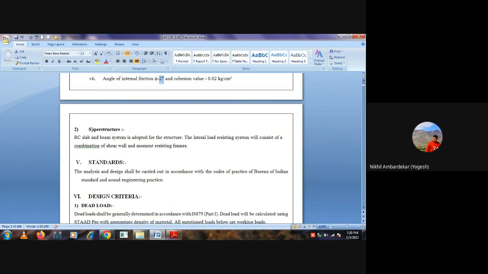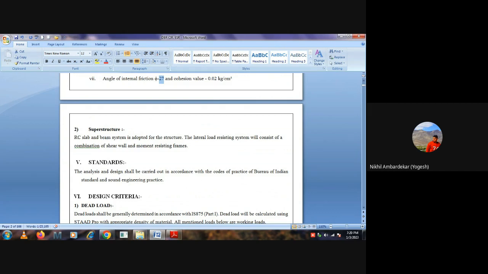Now, coming to the superstructure. Obviously, we have an RCC slab and beam system adopted for this structure. The lateral load resisting system will consist of a combination of shear wall and moment resisting system.